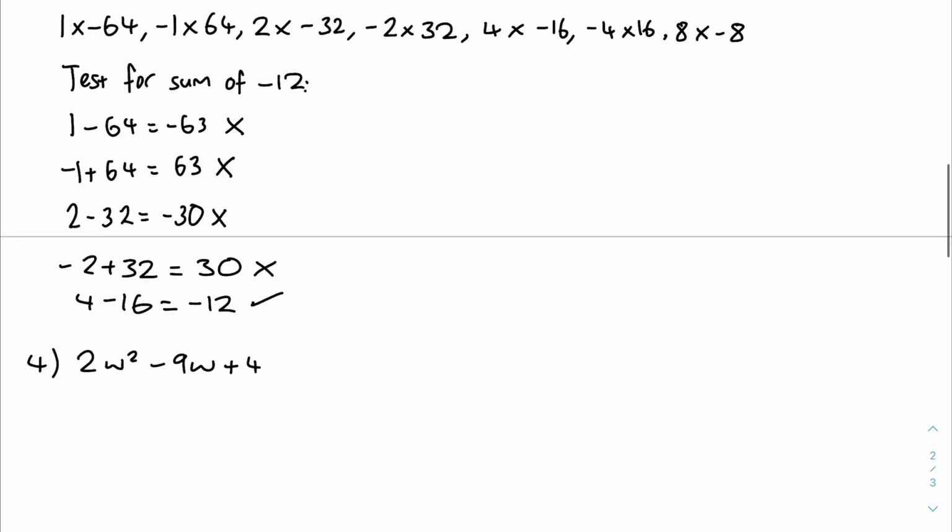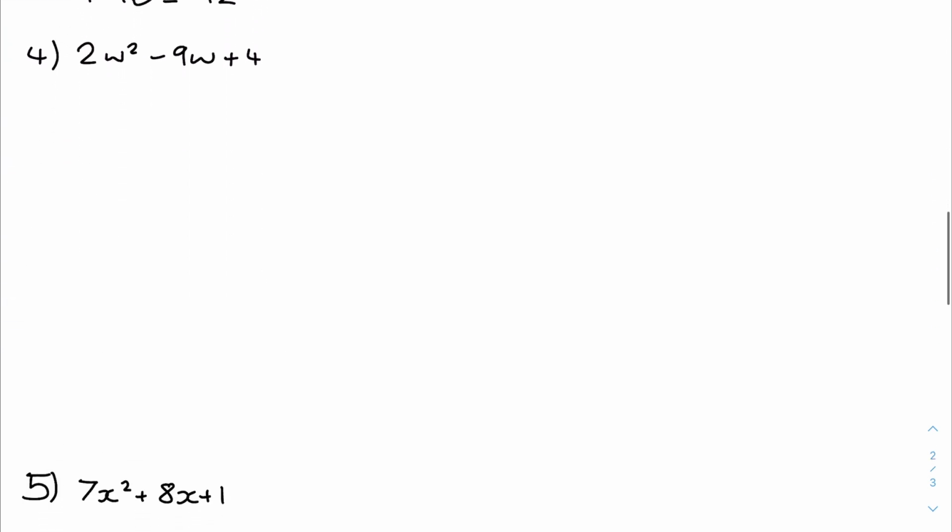Okay. For the next one, we have 2w squared minus 9w plus 4. Like normal, we'll start off by finding our factors of 4, even though this one has an a value greater than 1. It's also got a negative b value, so that means we're going to need two negative numbers in our pair. So it's going to be minus 1 times minus 4, or minus 2 multiplied by minus 2.